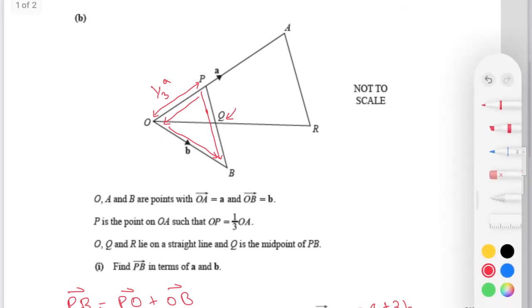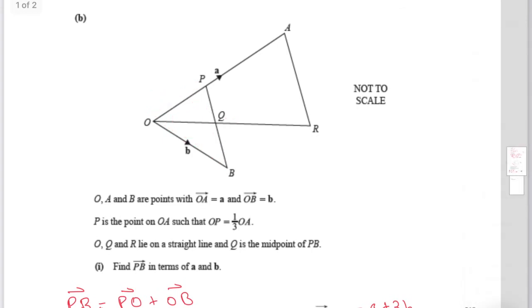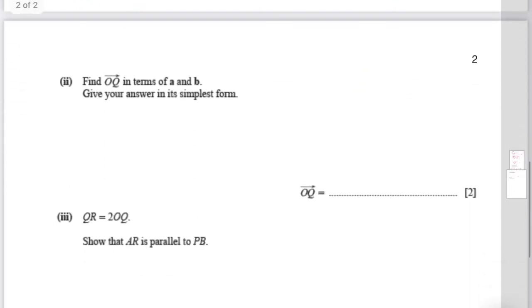They've asked us to find, one second, let me remove all of this. They've asked us to find this. How do we do that? We go from O to P and then from P to Q. So we have OP, which is 1/3 of A, and we have PQ, which is negative A plus 3B over 3. But since Q is the midpoint, this would be divided by 2 or multiplied by half. So let's write all of this down. OQ is equal to OP plus half of PB.